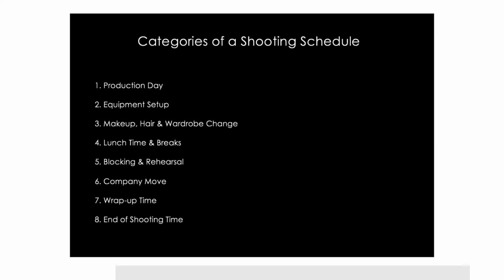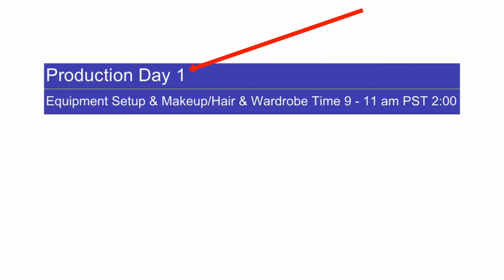So before we create a schedule, it is important to know what are the categories that we need to include in a schedule. These categories are production day. Every single day that you need to have cast and crew members in your production, you're gonna create a banner with that information. Production day one, production day two, and so on.